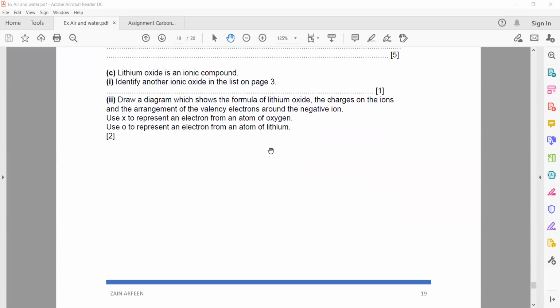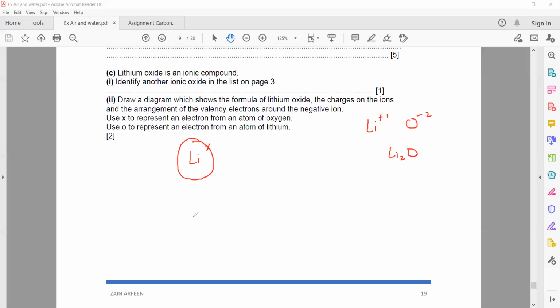Then draw a dot and cross diagram. Basically, first, to draw the structure of an ionic compound, we should know the formula. Lithium belongs to group 1, so it's +1. Oxygen belongs to group 6, so it is -2. The formula of lithium oxide will be Li2O. So we have to draw two lithiums.